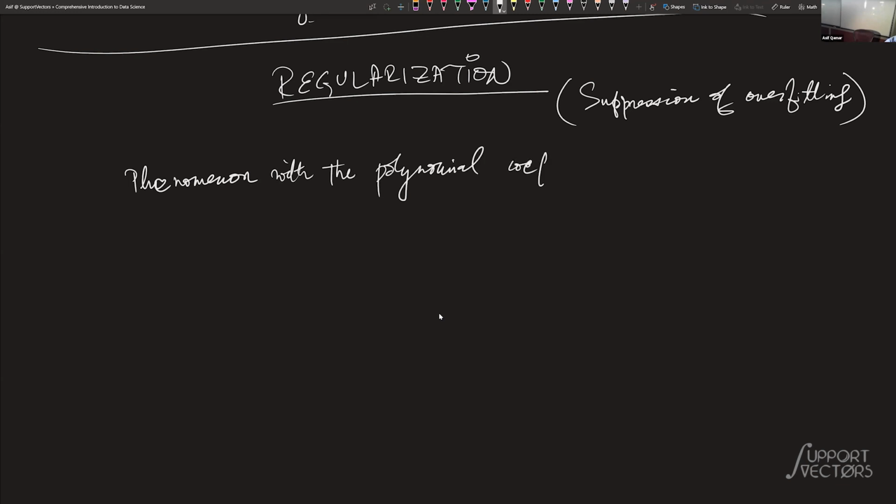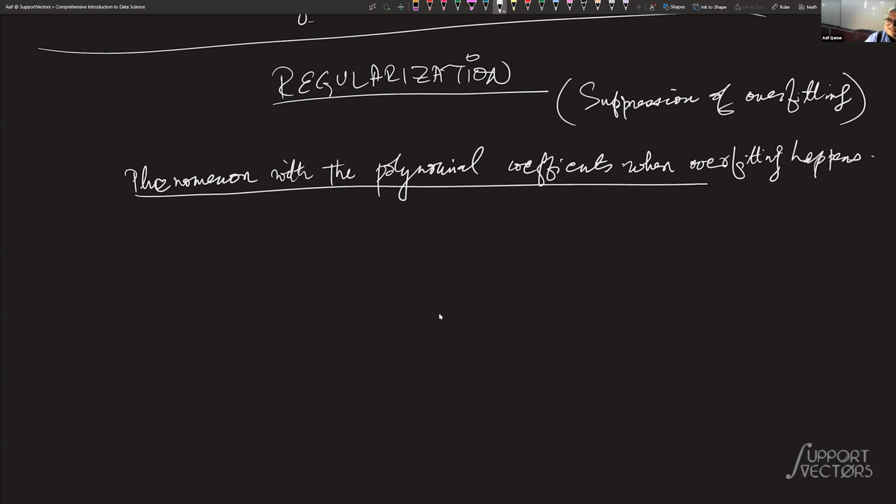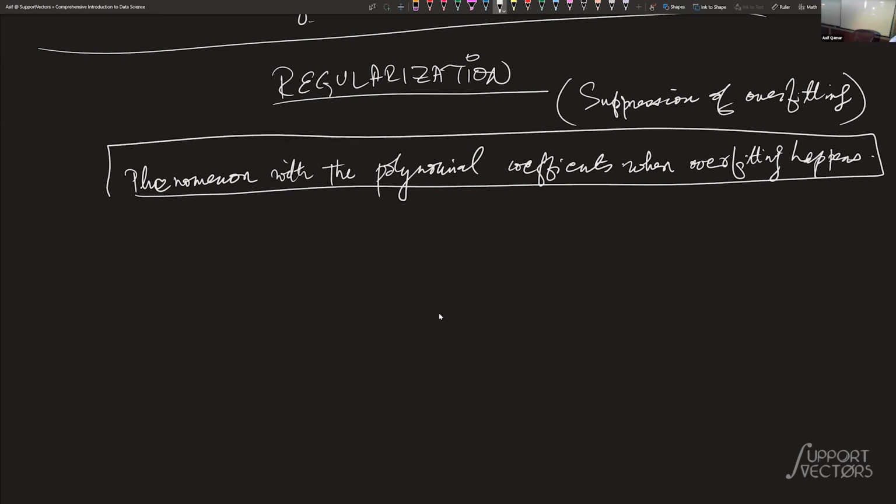The polynomial coefficients, when overfitting happens. What is this phenomenon that people observed? What they observed is, suppose you have limited data, and you try to fit a polynomial equation, you will get those oscillations. But that is visually.